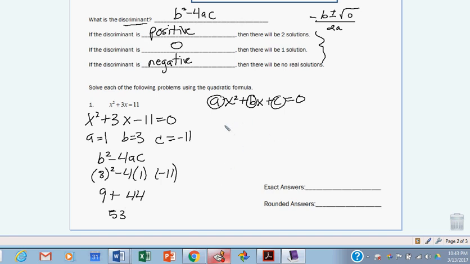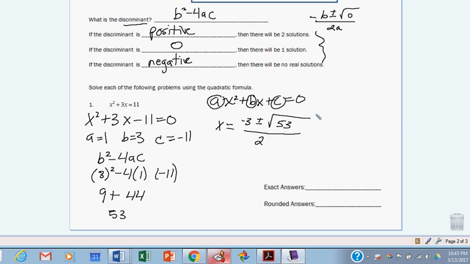Well, now I got to go into the quadratic formula. So the quadratic formula says x equals negative b. Well, if I look here, my b value is 3. So negative 3 plus or minus square root b squared minus 4ac. Well, guess what? We already found that. So that just goes in here. So before we go to the quadratic formula, that just goes right there. And then that's all over 2a, or 2 times 1.